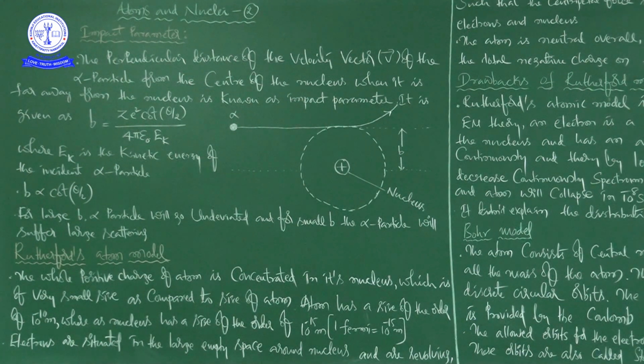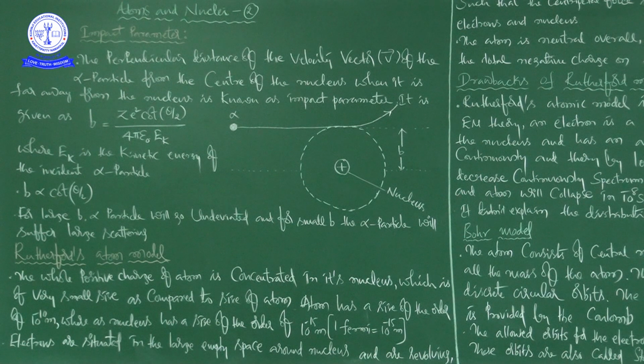In continuation to the last class, we start with impact parameter. In our last class, we discussed what helium nuclei are. After that, we discussed Rutherford's alpha scattering experiment, and thereafter the distance of closest approach, and there itself the estimation of nuclear size.